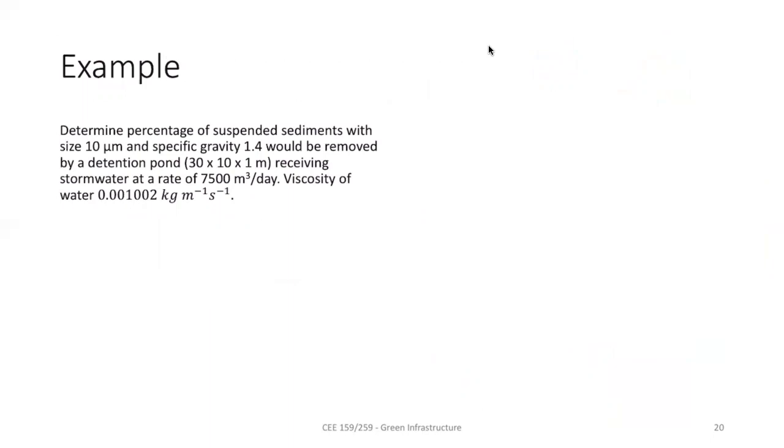So this example says: determine the percentage of suspended sediment with size 10 micrometers and specific gravity 1.4 that would be removed by a detention pond, receiving stormwater at a rate of 7,500 meter cube per day. Viscosity is given, 0.001002 kilograms per meter second.